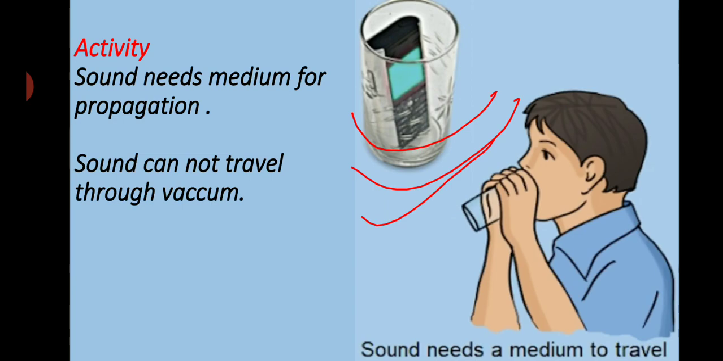As the air inside the glass goes on decreasing, the loudness of the sound also goes on decreasing. That means if you make a vacuum in the glass, then no sound will come out from the mobile phone. As there is no air inside it, sound cannot travel through it. So sound will not come out.